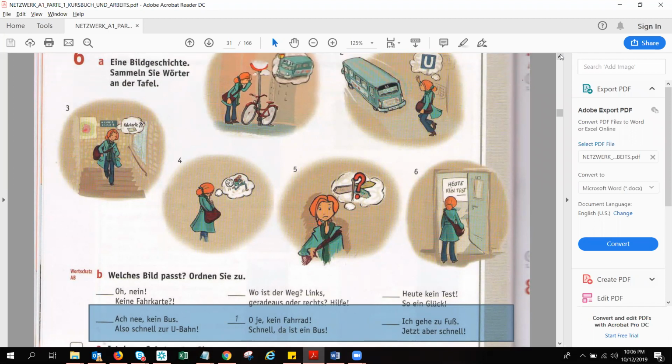What does the second sentence mean, Shivani? Also schnell. Try to tell me the picture one. I'll tell the meaning of all the sentences. Nee, kein Bus. Third one, the first is the second one, and it's already written Oje, kein Fahrrad. Then Ich gehe zu Fuß, the fifth one, fourth one.